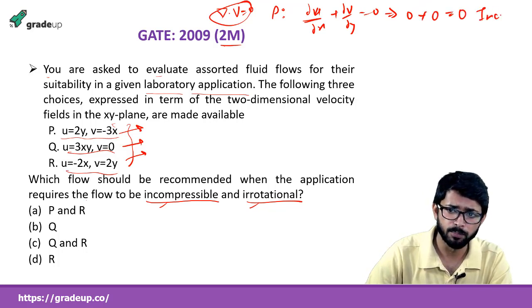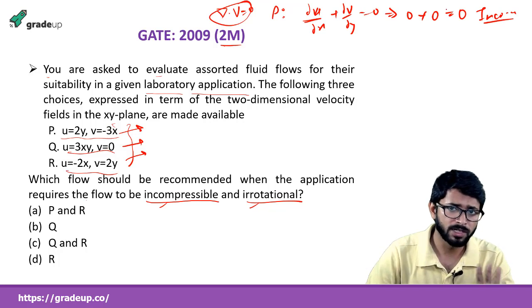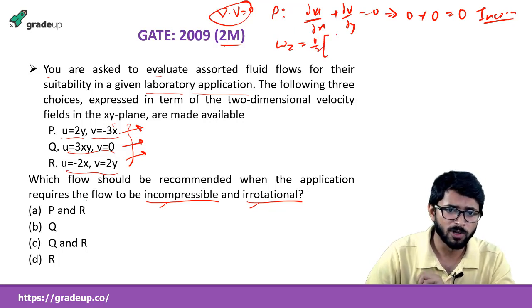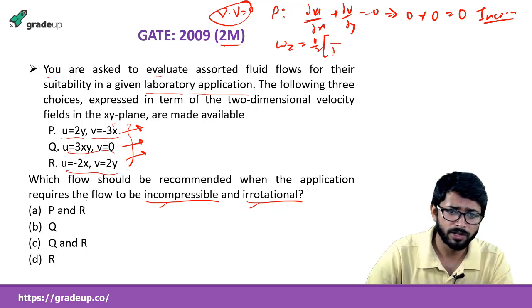It is incompressible. But we have to check whether it is irrotational also or not. So how to check rotationality? The rotation is given by the curl of velocity. If we have to find the rotation about the z axis, how can we write it?